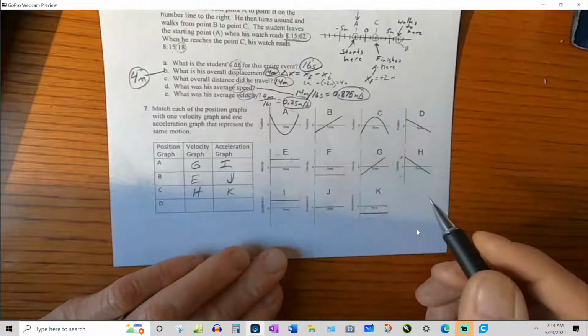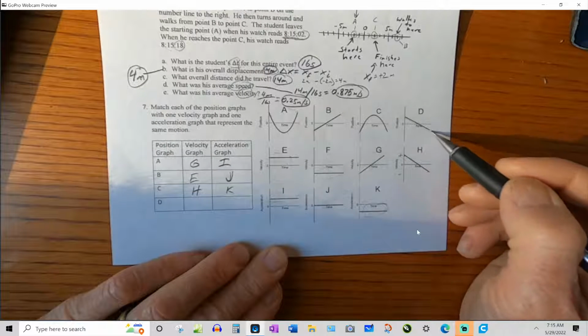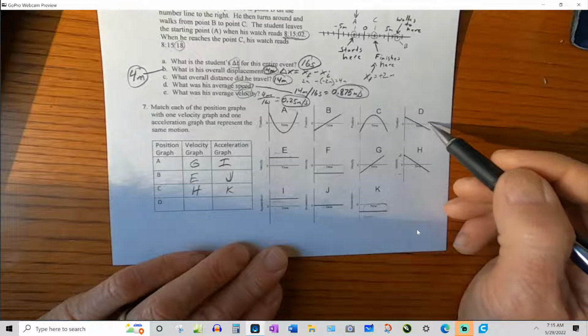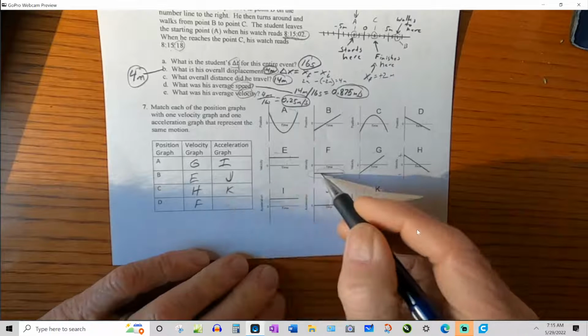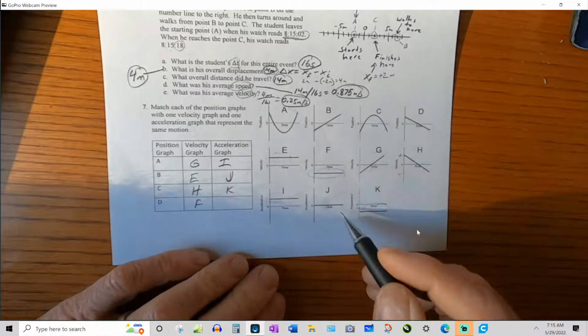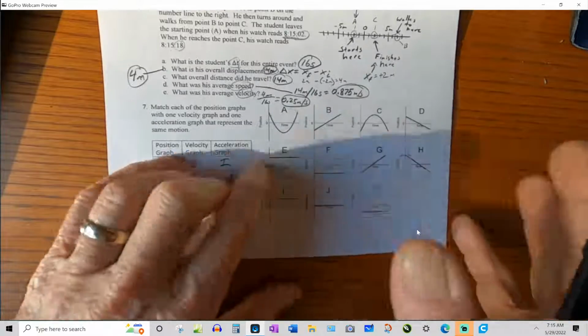Okay. And finally D, it's a negative slope. It's the same negative slope, never changing, so I'm looking for a velocity that's negative and never changing, and that's F. And now there's no slope, always no slope, so there's always no acceleration, so that's J. So there you go, two different ways to do that.